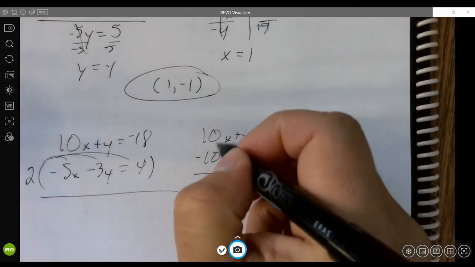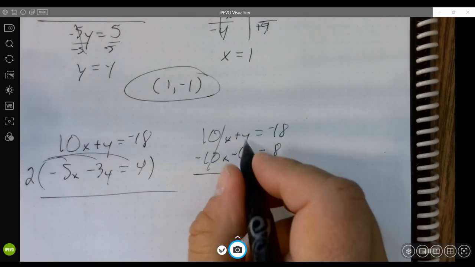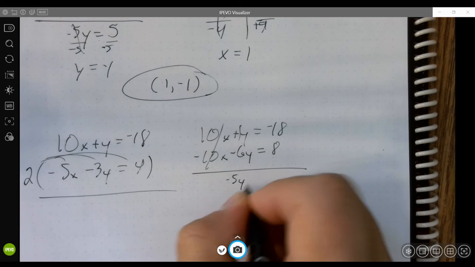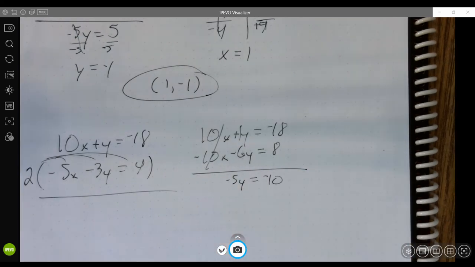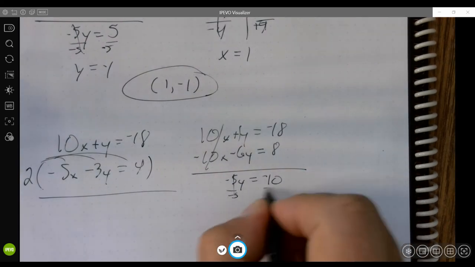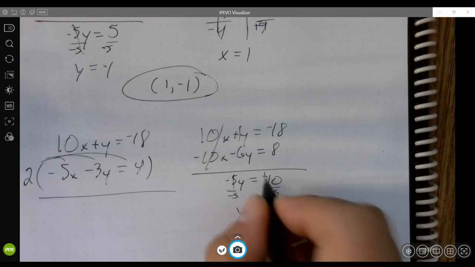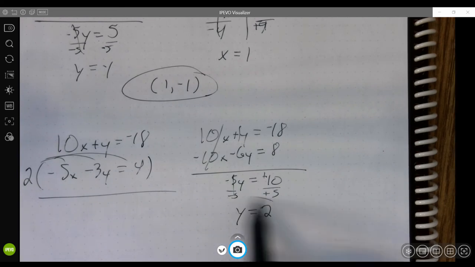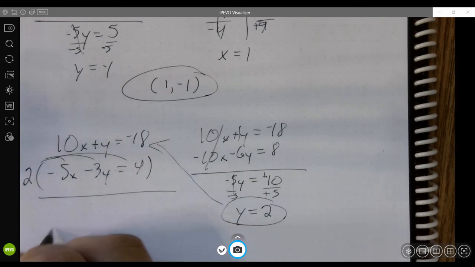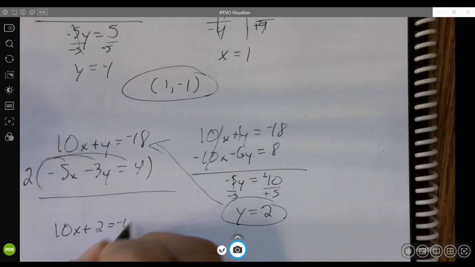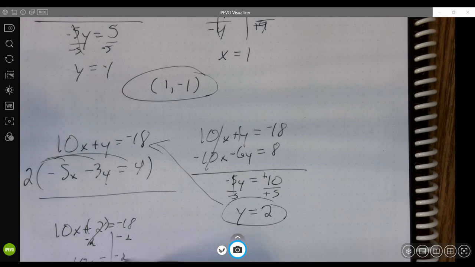I can now eliminate, the x's are gone. 1y minus 6y is negative 5y equals negative 10. Divide both sides by negative 5. Y is equal to positive 2 because I have two negatives there. Plug this back into one of the originals. I'll do the top one. 10x plus 2 equals negative 18. So I subtract 2 from both sides. 10x is equal to negative 20. Divide by 10, and x is equal to negative 2.